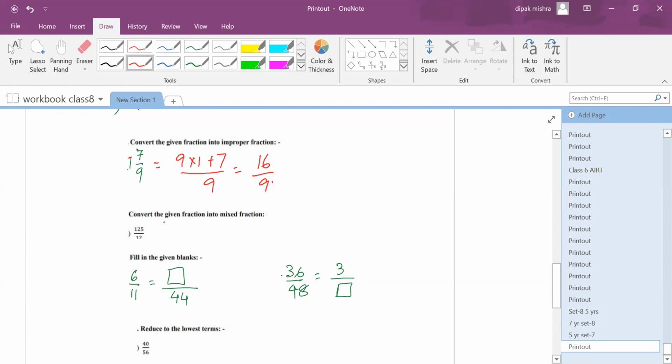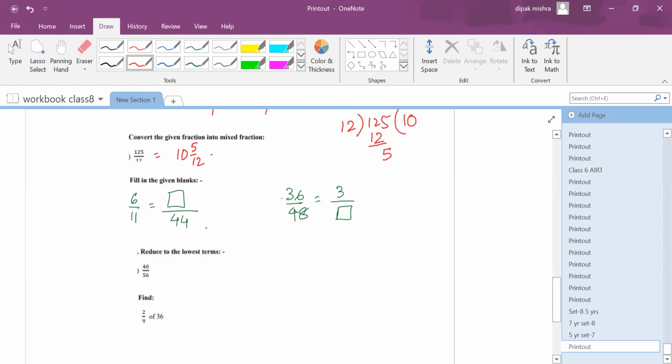Now again, you convert the given fraction to mixed fraction. How will you convert this given fraction to mixed fraction? 125 by 12. So you divide 125 by 12. It will be 12 times 1 is 12. Okay. And 5 does not go. So you put a 0 over here. So the mixed fraction will be 10 and 5 over 12. Right? So the answer for this question is 10 and 5 over 12.